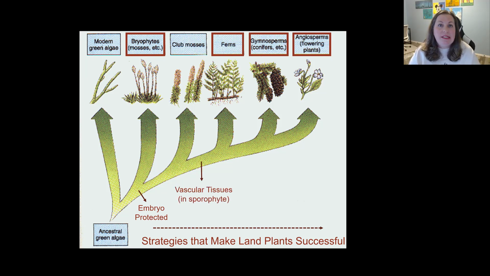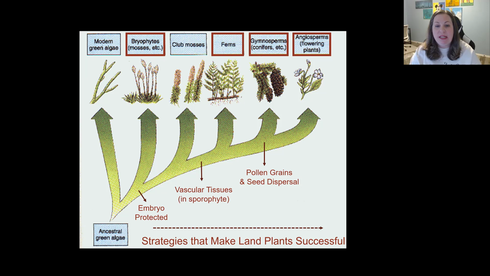Another thing that you end up seeing here is that this is when vascular tissue comes into play. So mosses don't have vascular tissue. That's why they grow right on the ground level. You don't see mosses being really tall. They're going to be right against the surface to where they can gain water very easily. Ferns, gymnosperms, and angiosperms can now grow up into the atmosphere. They can grow up against gravity because they have vascular tissue.